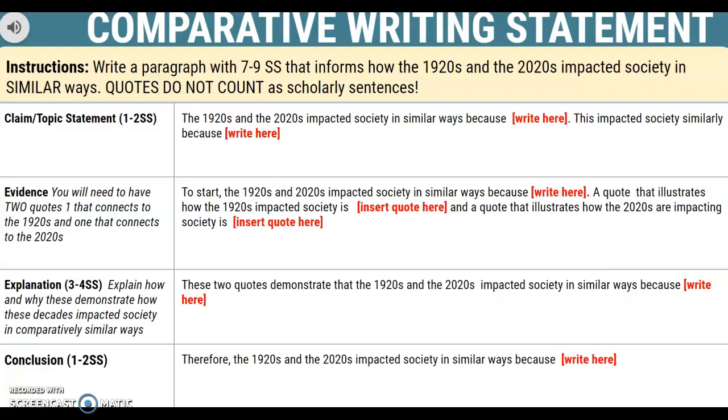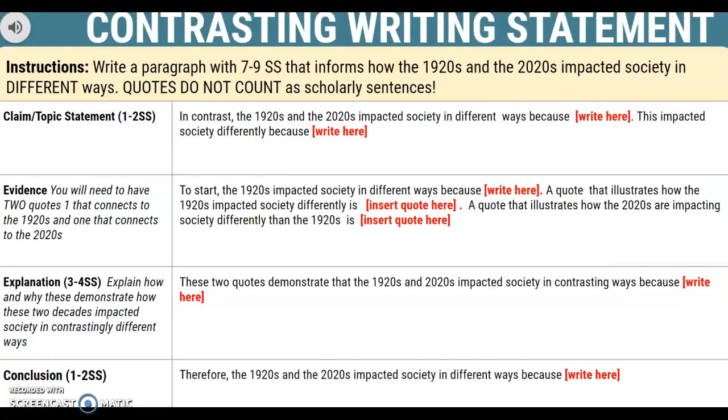Here you can see what your comparative writing paragraph is going to look like. You're going to write it directly onto these slides in a total of 7 to 9 scholarly sentences. Use the sentence stems to help you as you go. Remember that quotes are not scholarly sentences, but you should be using evidence from the side of the slide to help. Your contrasting writing paragraph looks pretty similar. You're following the same structure and again using quotes given to you on the side of the slide.